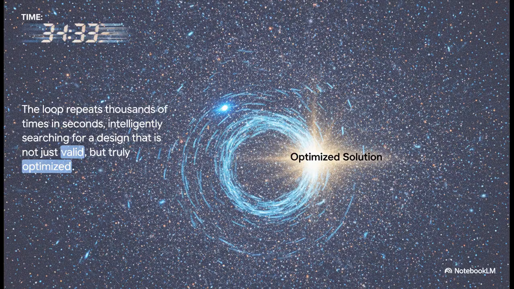And the speed is staggering. This loop can repeat hundreds, even thousands of times in just a few seconds. It's an intelligent search through this huge space of possible designs to find the one that isn't just good enough, but is genuinely optimized based on the engineer's specific goals.